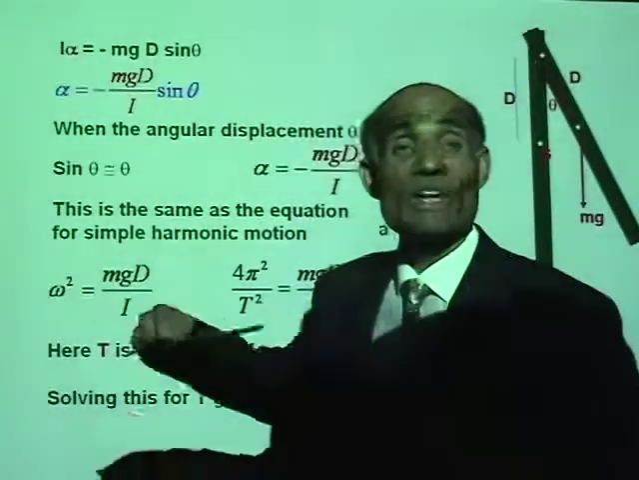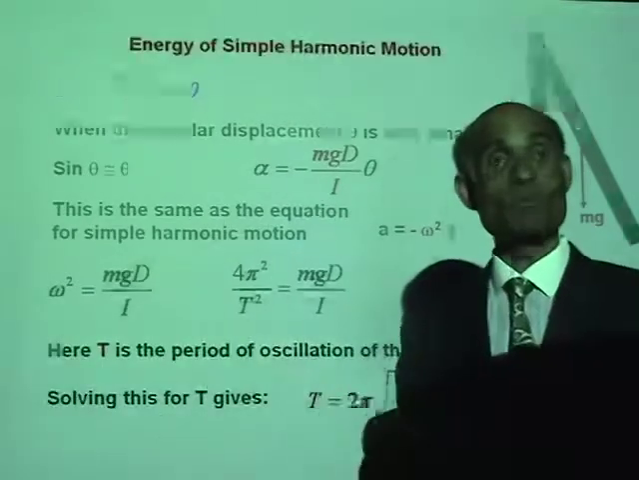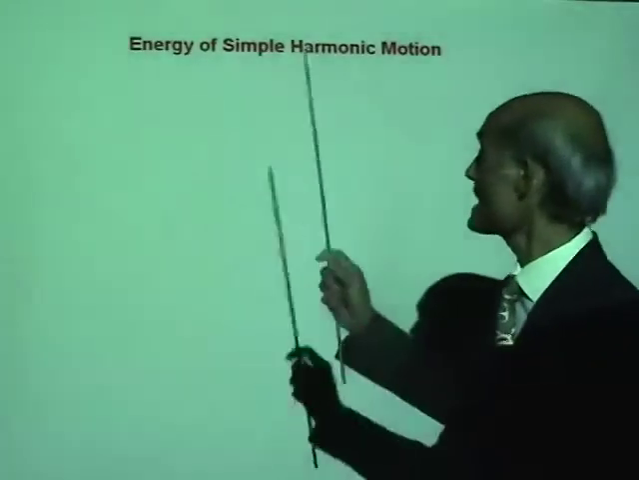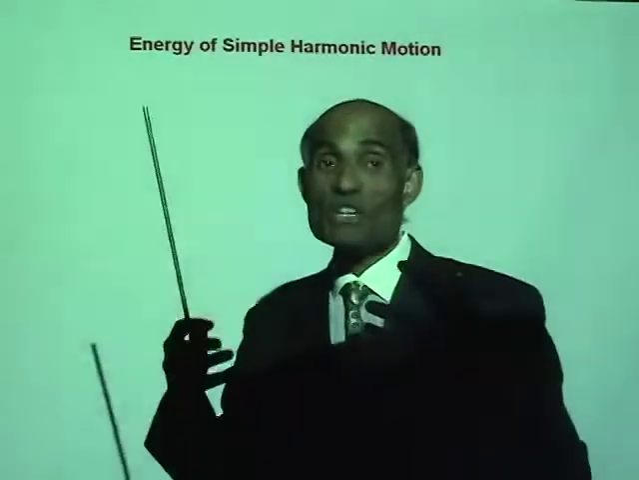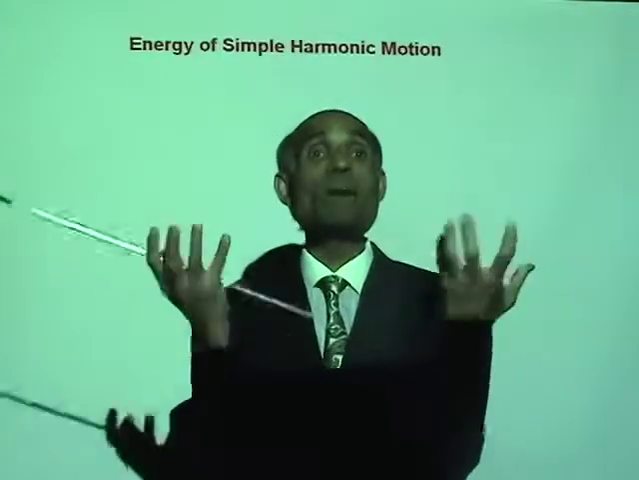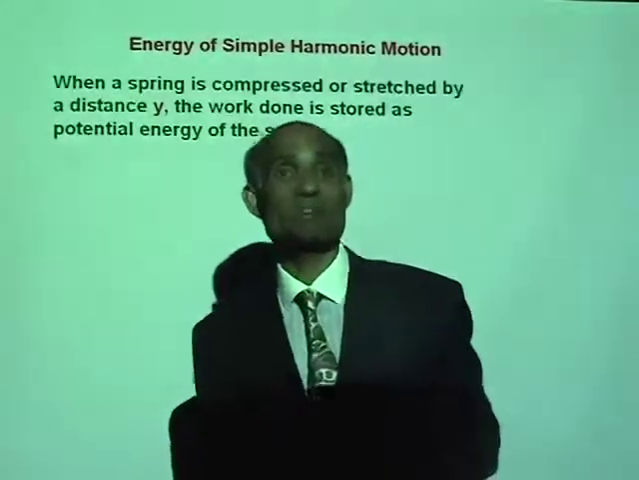Alright, we will in the next lesson be using all these to solve problems. Let's now talk about energy of simple harmonic motion. You see, the simple harmonic motion is made possible by the changes in energy from potential to kinetic to potential and so on. So we must have a fair idea of how these energy changes take place.